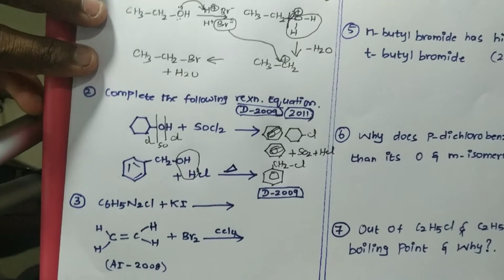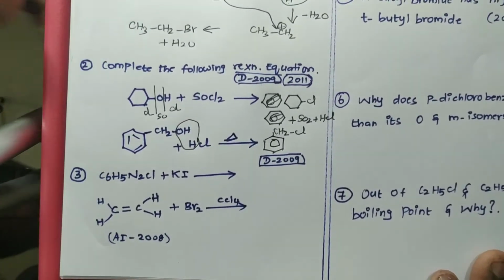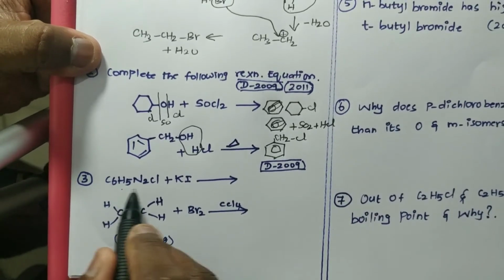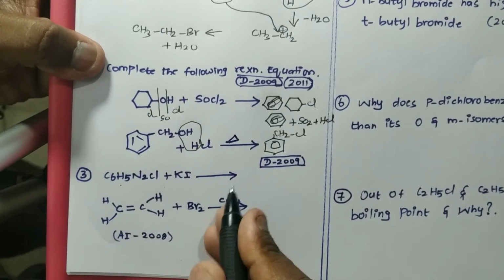Are you able to understand, students? This is a very important one. And the most important thing is this: benzene diazonium chloride is given. If it reacts with KI, I'll get the product like this.